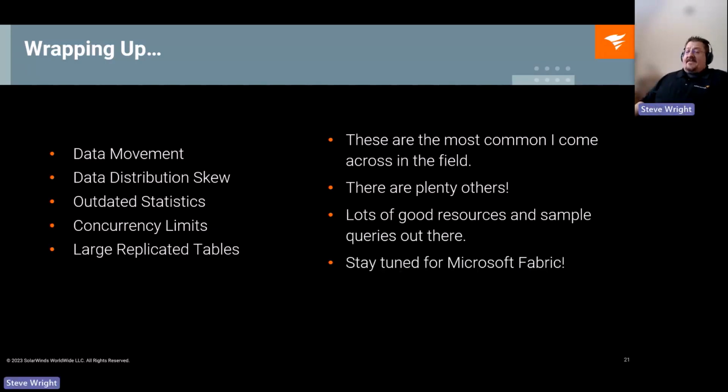These are the most common I've come across. There are plenty of others, like TempDB and low memory, and there's lots of documentation out there that goes into those as well. But in my experience, these have been the top 5 most common that I've seen or customers have brought up. There's a lot of good information out there. And of course, now we're starting all over with Microsoft Fabric. It's been a lot of great content here today on Fabric already, and I'm looking forward to getting deeper into that myself.